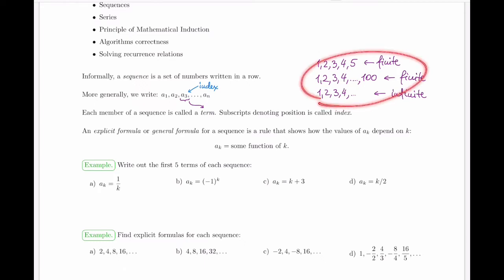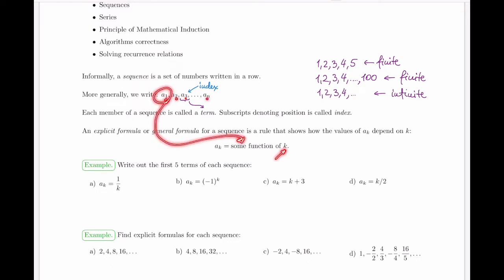Now, because we don't always want to write out all the terms one by one explicitly, we're going to use an explicit or general formula for the sequence that will be a rule that shows how the sequence is formed without providing terms one by one. So here we're going to say a sub k is going to be some function of k, where k represents the index. So as the index changes through the sequence, the term will follow some kind of pattern that has been recorded by this general formula.